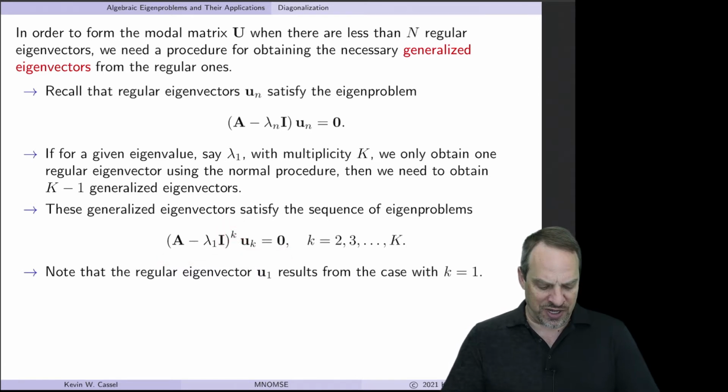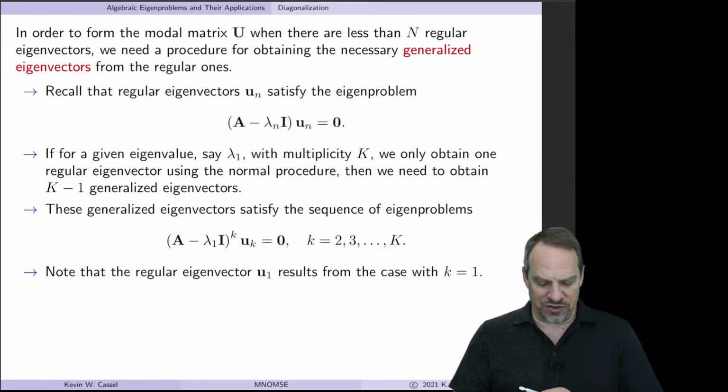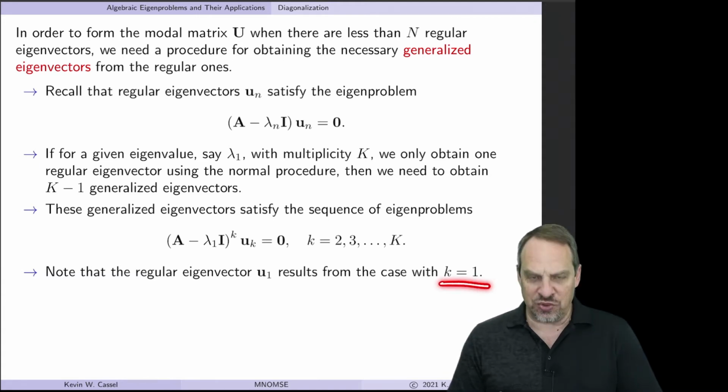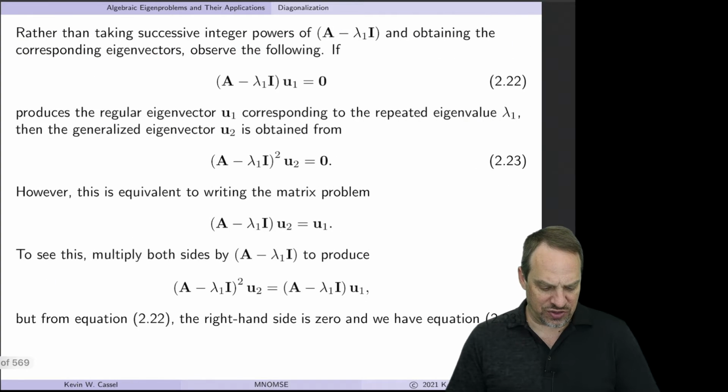So (A - λI)^k, where k is the number of our repeated eigenvalues. So 2, 3, up to capital K. And so then k is equal to 1. k corresponds to the one regular eigenvector u1. And so we need to get u2, u3, up to u capital K as the generalized eigenvectors.